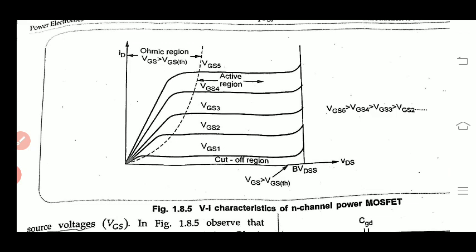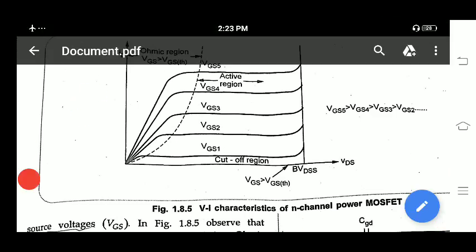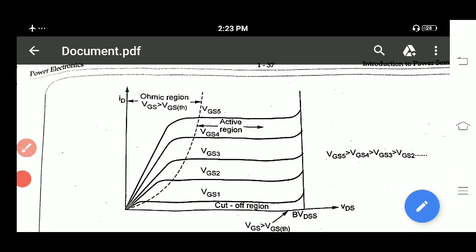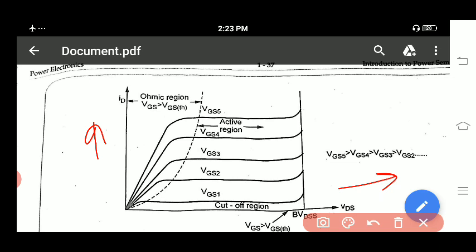Here you can observe that along the y-axis they have drawn ID, along the x-axis they have drawn VDS, ID versus VDS. Fine, you can have the curve like this. So it represents that if you want to make this MOSFET turn on, you have applied voltage between gate and source. This graph itself tells that VGS means you have applied the voltage between gate and source.